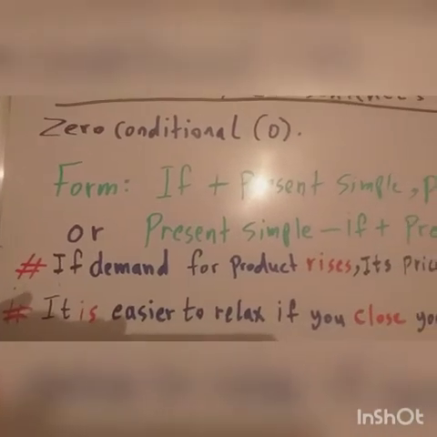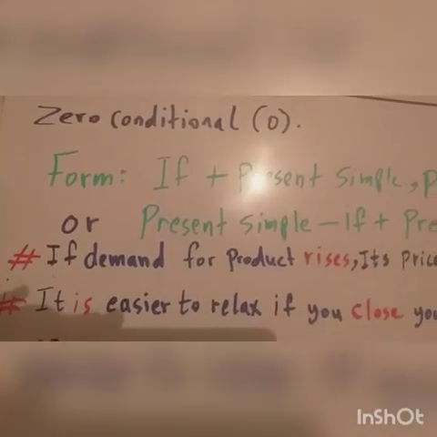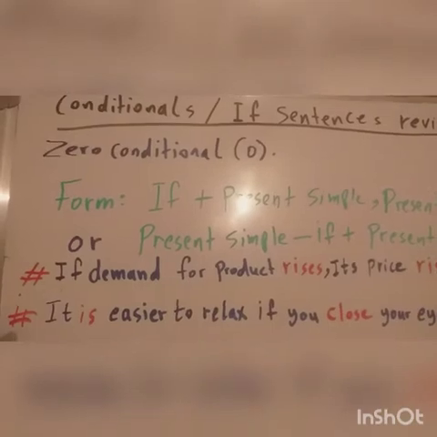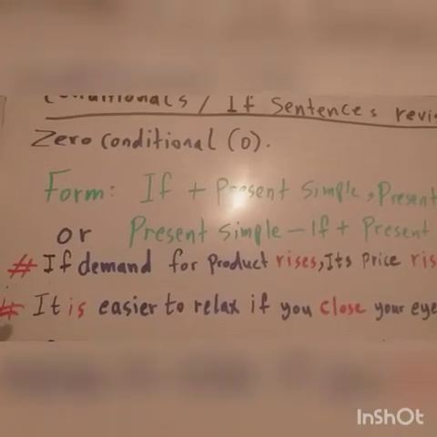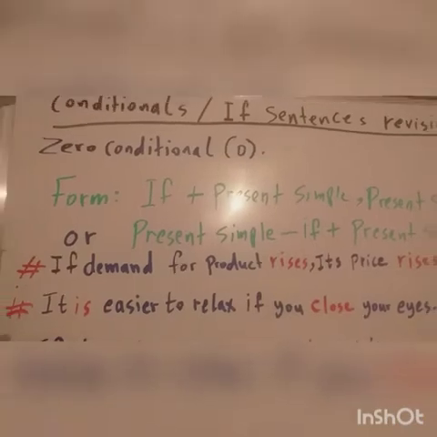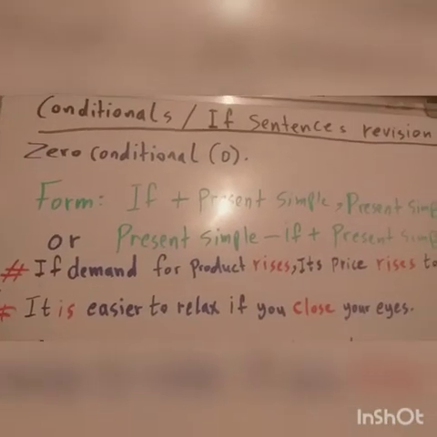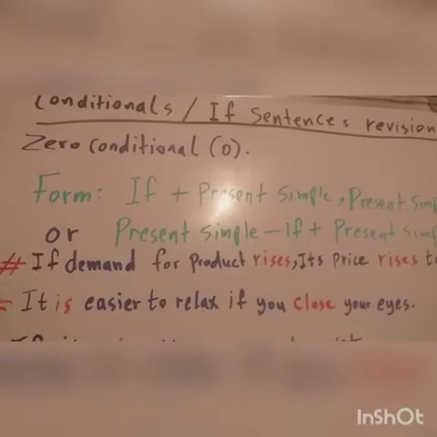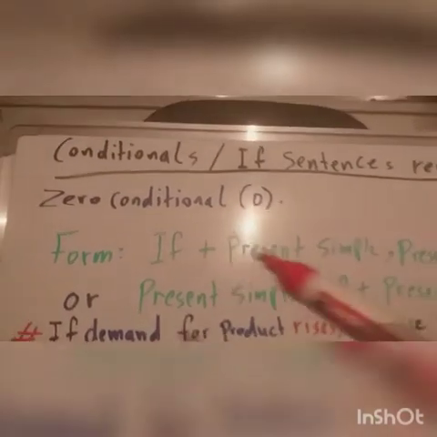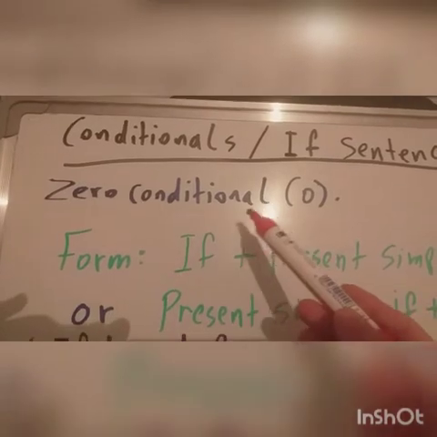There are four main forms of conditionals in English, but we're going to revise the zero, first, and the second conditional. It's important to learn the form and the usage of these three conditional types. Let's start with the zero conditional.